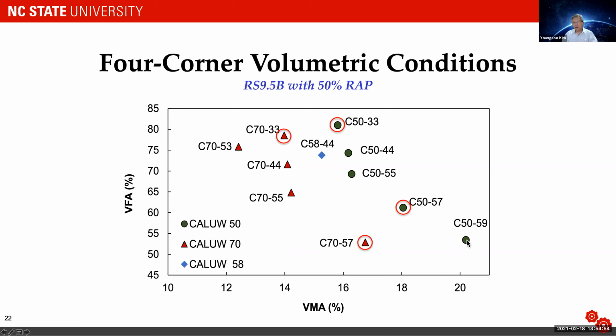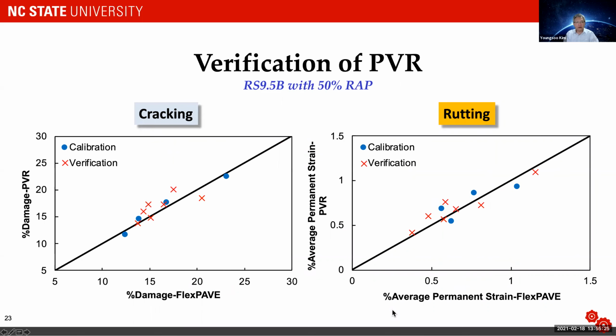This is another example, C50-59. This is C50 gradation with the 5% mixed design air void with 9% in-place air void, because this will be a problem mix, right? In the field, there's a 91% density, which is lower than typical 93% and 92% acceptance and so forth. So question is, can I predict these points from these four corner data? And it's doing actually pretty well.